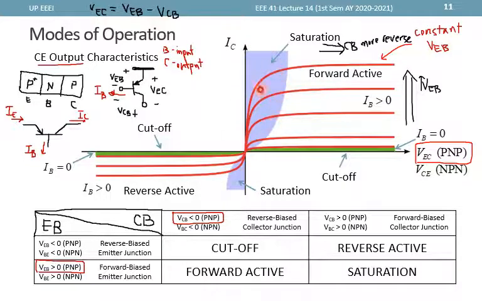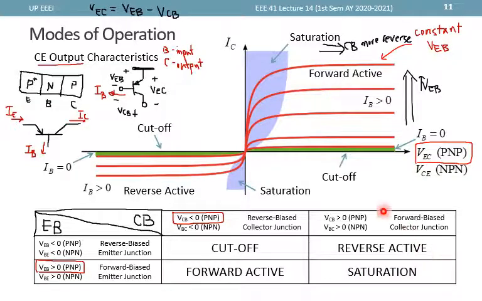The portion right here is when both junctions are actually forward biased, and that is called the saturation region. So again, as we go here, the CB junction is more reverse biased for a fixed VEB. So let's say this one is for a forward biased VEB but reverse biased VCB. If we go backwards here, then we're actually activating or forward biasing the CB junction, and so we get to this saturation point.